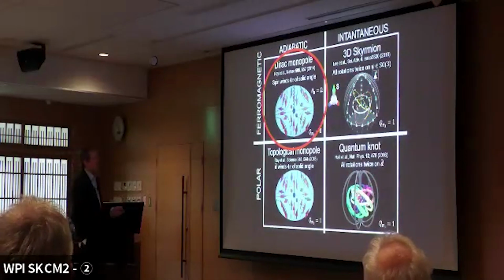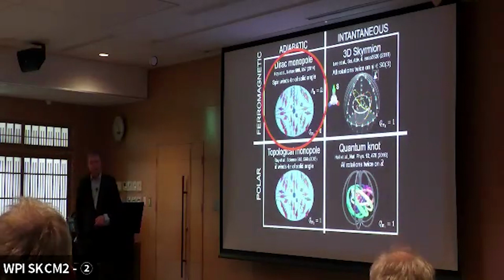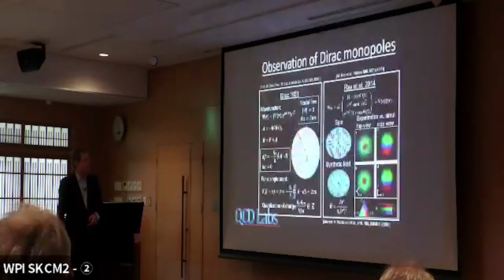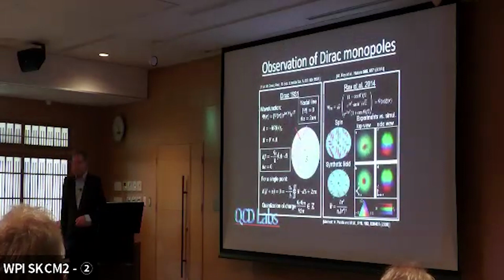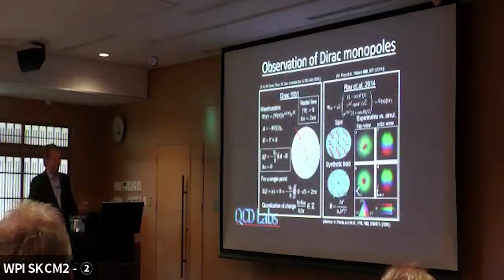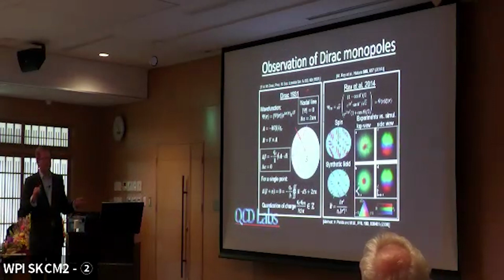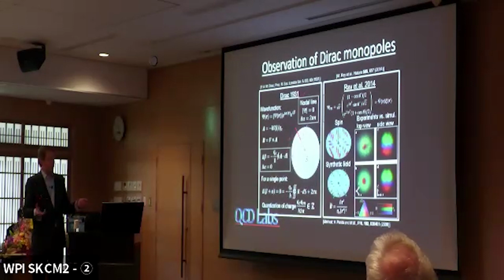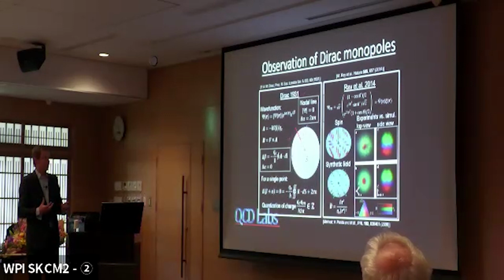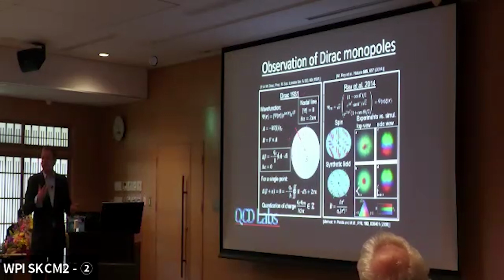Okay, let's have a peek at the Dirac monopole case. And why I like this work so much is that we actually did realize Dirac's theory. We didn't realize it with electrons and real magnetic monopoles, but instead we realized it with the spin degree of freedom acting as a synthetic magnetic field.